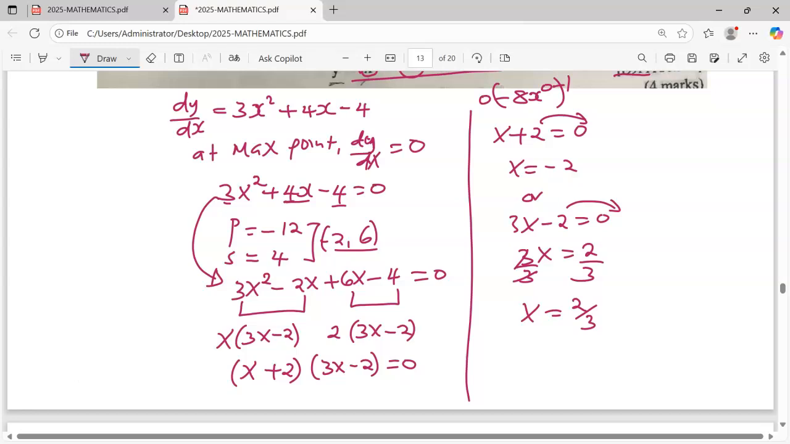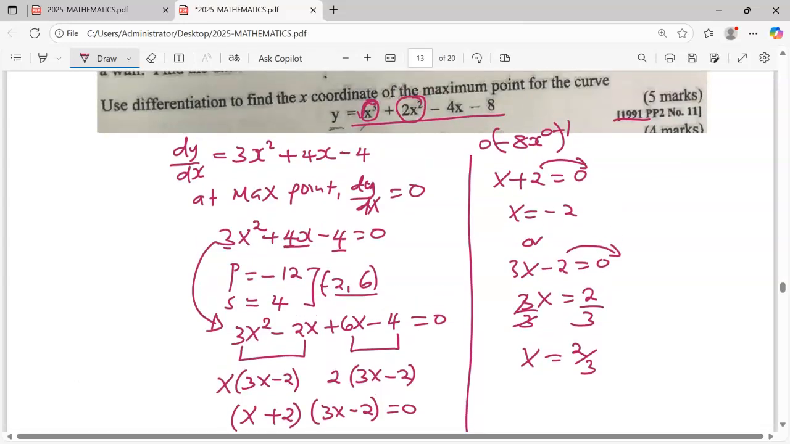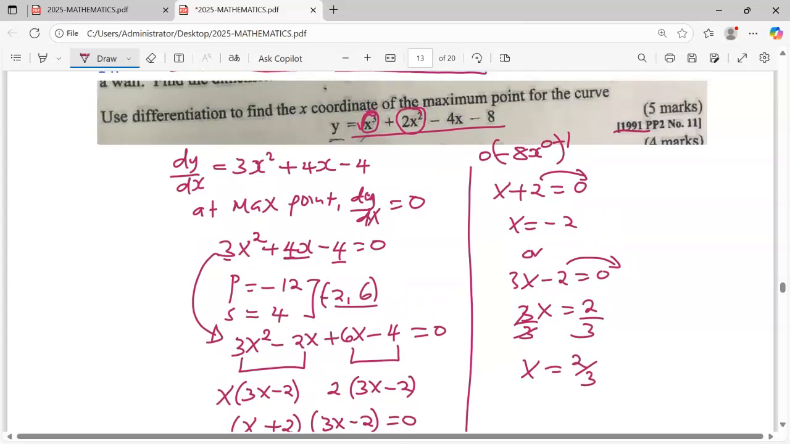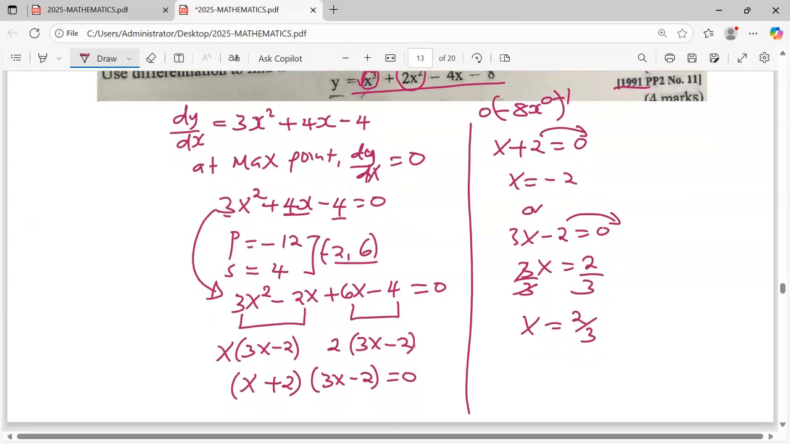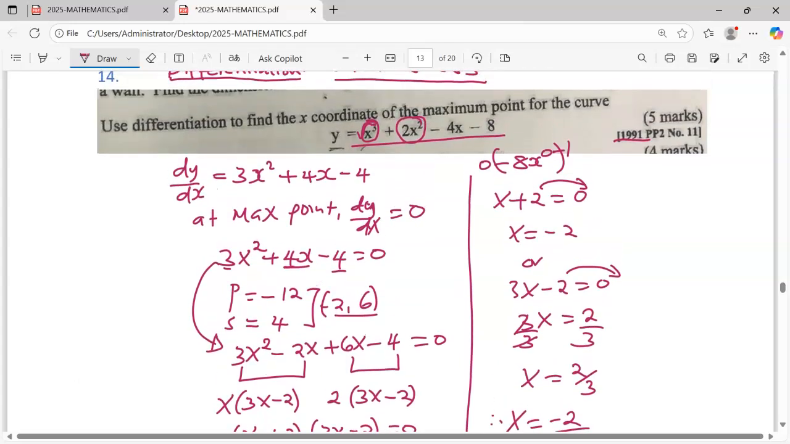Once we have gotten the two values of x, we can find the point that is going to give us a maximum. And if you go through this question, you realize that the value of x at the maximum point is going to be negative 2. Therefore, x will be equal to negative 2. We have already gone through stationary points. You know how to determine the maximum stationary point, minimum stationary point, and a point of inflection.